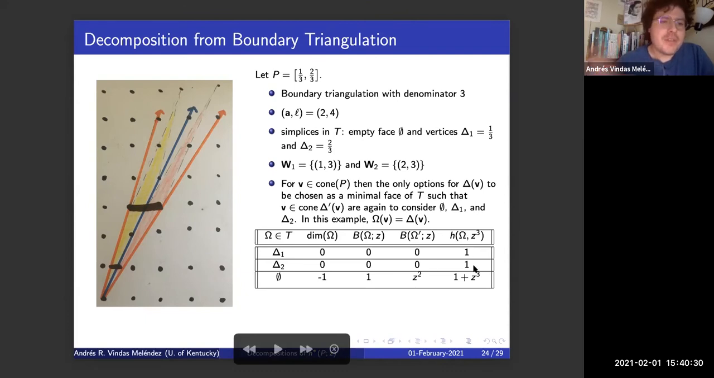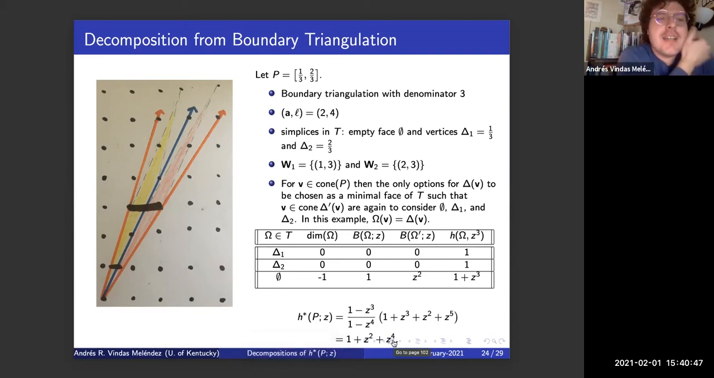And when we put it through the formula that I presented earlier of the h polynomial, these are the h polynomials that I get, okay? And so here I get that, putting everything together, the h star polynomial is 1 plus z squared plus z to the 4th, okay?